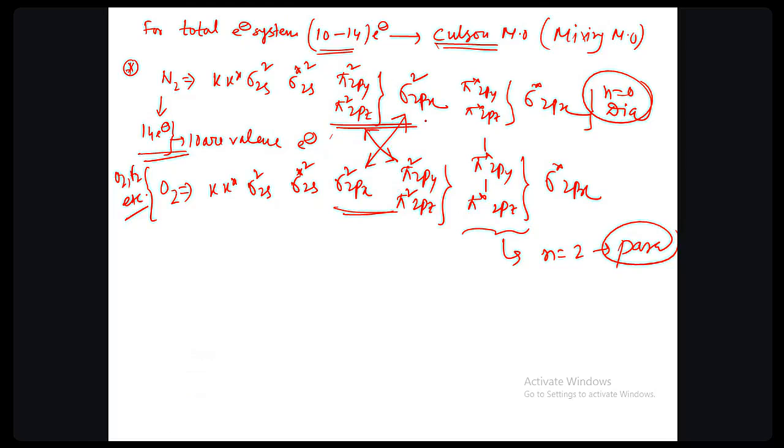So now we can say that HOMO. Which is HOMO? Sigma 2px is the HOMO. LUMO is the pi star 2py and pi star 2pz. Similarly, HOMO is the pi star 2py and pi star 2pz, but LUMO is the sigma star 2px. So you can define HOMO, LUMO, all the things by this MO diagram easily.